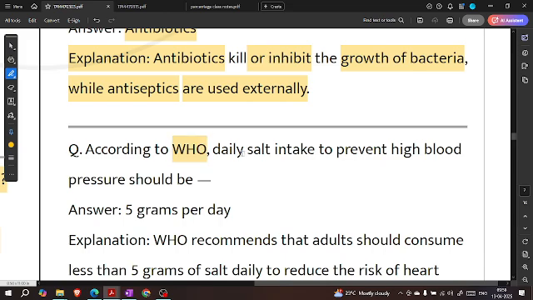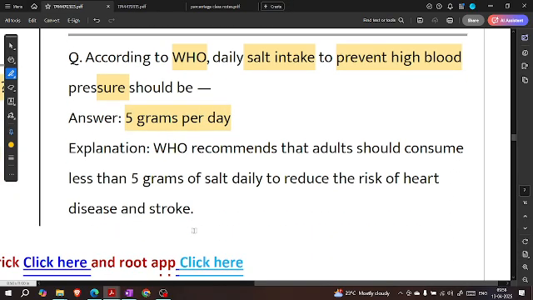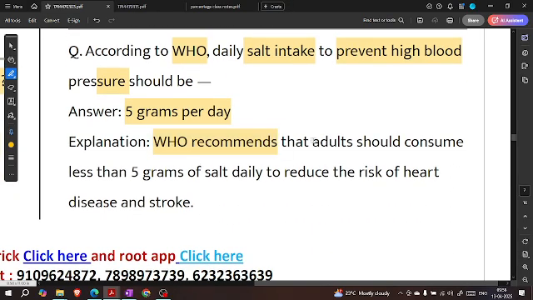According to WHO, daily salt intake to prevent high blood pressure should be 5 grams per day. WHO recommends that adults should consume less than 5 grams of salt daily to reduce the risk of heart disease and stroke.